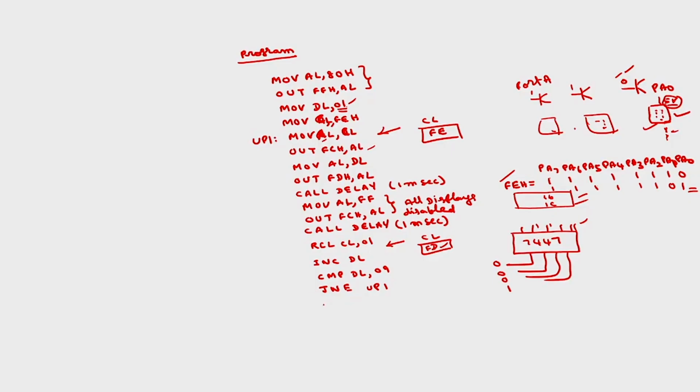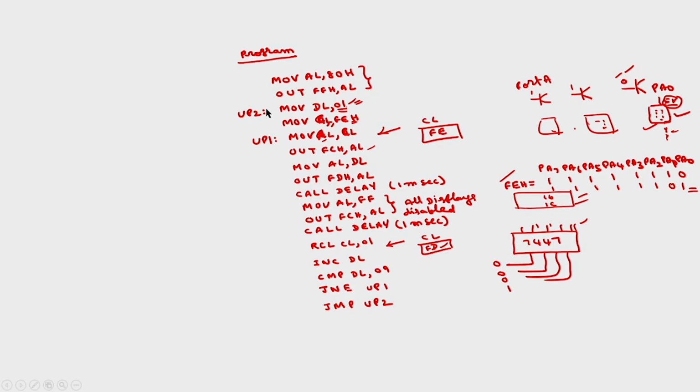After that this will be false, then you have to do an unconditional jump to up 2, so that I can repeat the same process. So where should this up 2 be? Up 2 should be, again you have to take DL with 01, so that the last segment will be selected, and again you have to take FE to send logic 1 corresponding to this first display. So up 2 will be here.